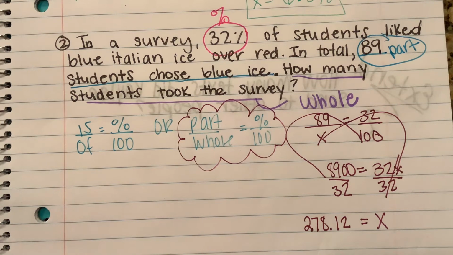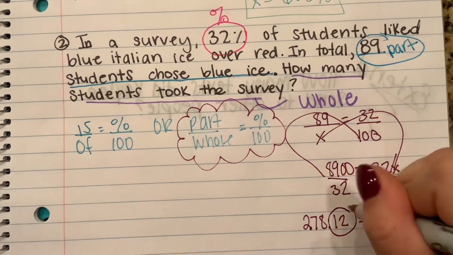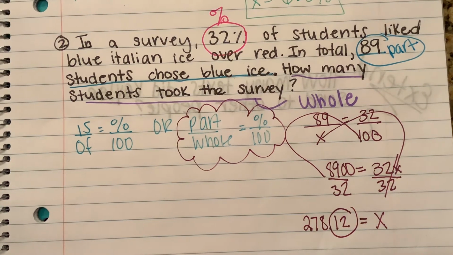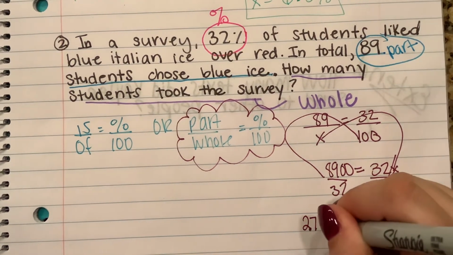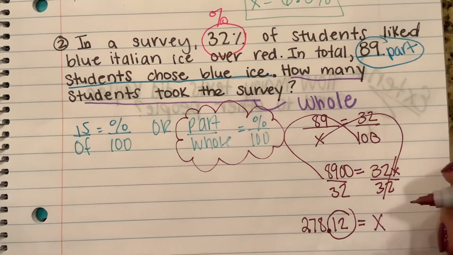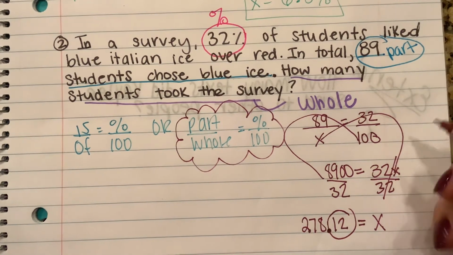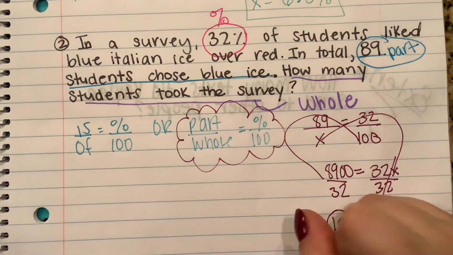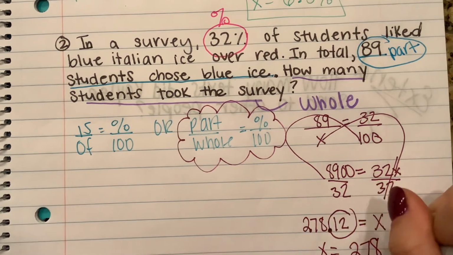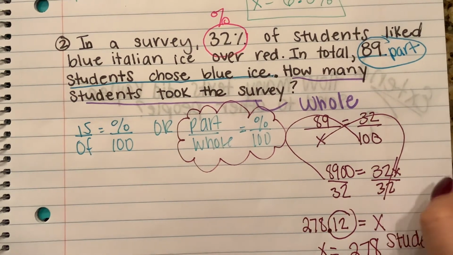Now, something that we need to realize, in this survey we are talking about people who took this survey. Can you have 12 hundredths of a person? No. You can't have 12 hundredths of a person. So we are going to instead round down to x equals 278 students.